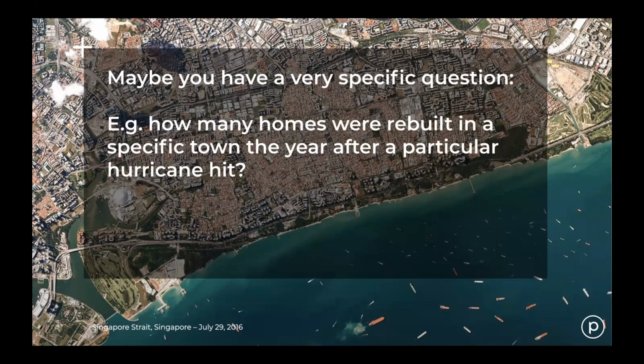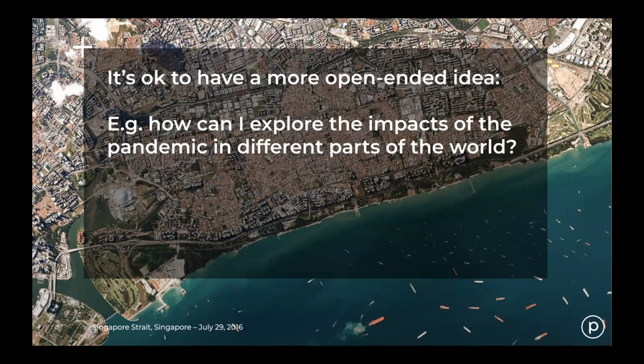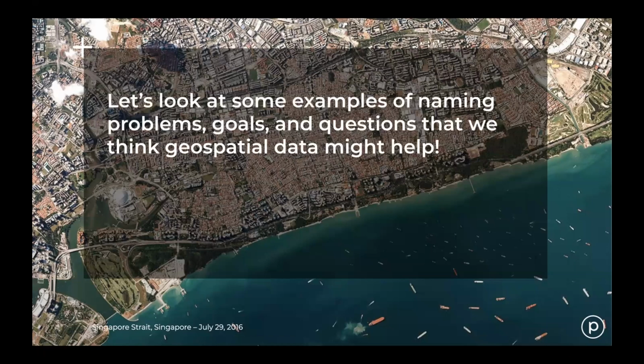So maybe you have a specific question. How many new homes were rebuilt in a specific town after a hurricane hit? Or maybe you have a more open-ended idea, like how can you explore the impacts of the pandemic in different parts of the world? So let's look at some examples of naming problems and goals so that we can think about how geospatial data might be able to help us with our problem solving.